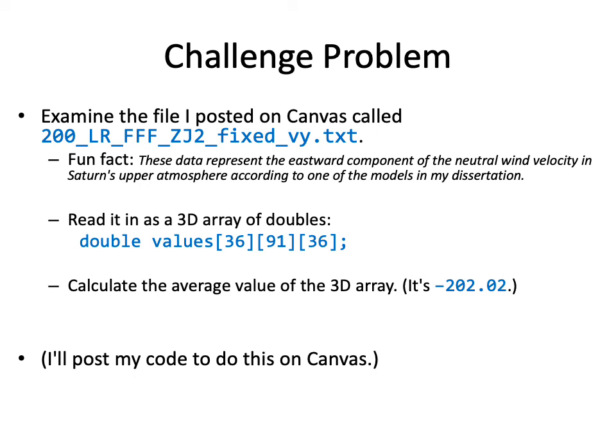You could sum all of them up together and divide by the total number of elements, and I got negative 202.02 meters per second. I have made some code that will be posted on Canvas to accompany this, but give it a shot. If you want, my code also does this in binary, so if you want to see how to read and write things in binary, it's good example code to show you how to do that.